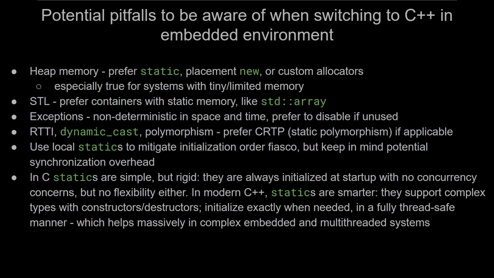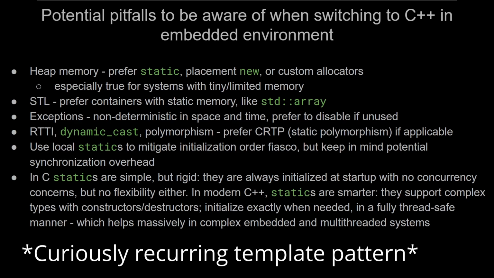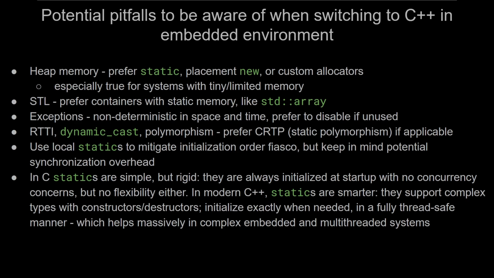RTTI, runtime type information, which is basically a necessity for dynamic cast, and it usually is also bundled with polymorphism. All of these concepts come at an extra memory footprint, and quite often can be replaced with a CRTP, which is curiously recurring, I don't even remember, TP type something or the other, which is essentially static polymorphism. And you will be surprised how often you can get away with just using CRTP instead of runtime information, which also, being static, comes at zero cost when the compiler is done with all the optimizations around it.